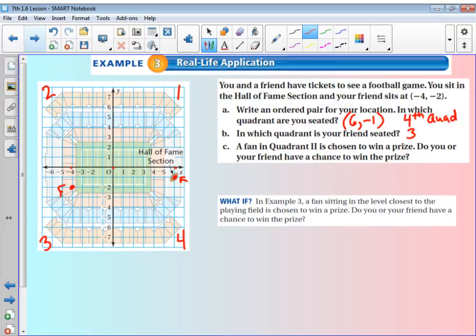If a fan in quadrant 2, so we're talking about this section here, just to make it visual, is chosen to win a prize, do you or your friend have a chance to win the prize? Are either of us in quadrant 2? So this would be no. That would be neither of us.